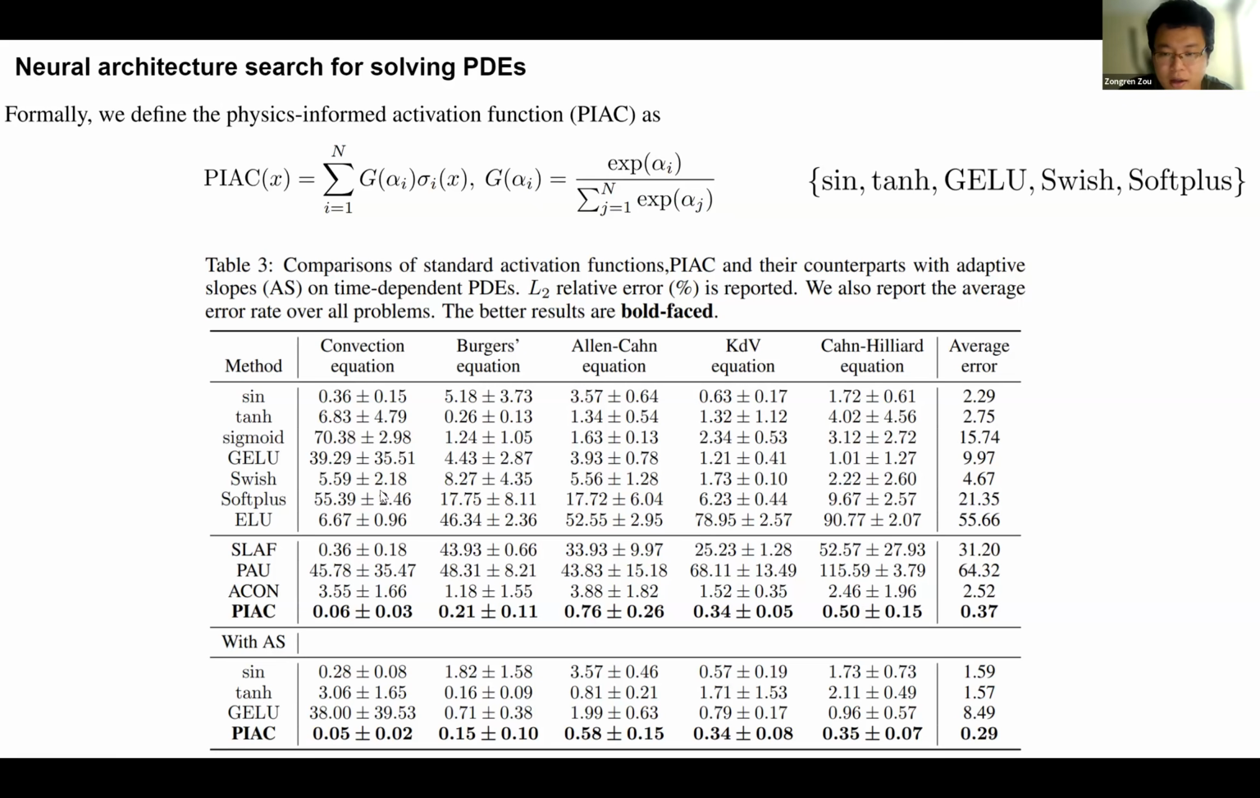And I think for all the different PDEs, different problems, the physically informed activation function has the best results and also the best average error. Okay, so that's basically it. Any questions regarding all the papers I mentioned in this talk?